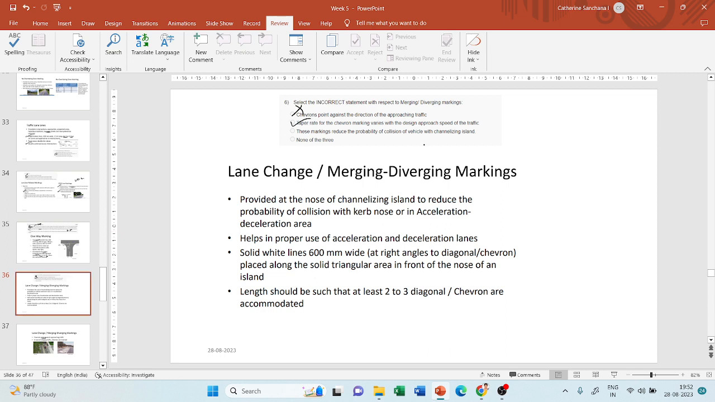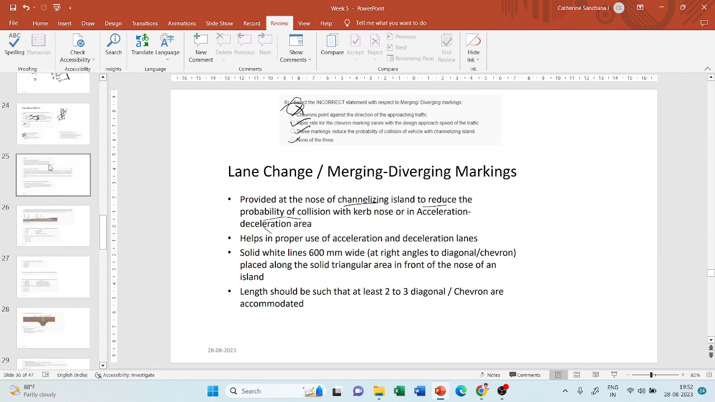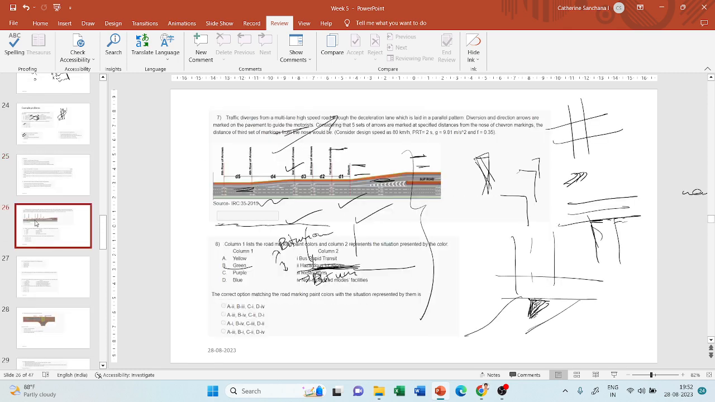These markings reduce the probability of collision of vehicle with channelizing island. Yes, channelizing island, probability of collision reduced. Okay, so this is also correct. None of three is wrong because we have already identified that the first point is incorrect. So the answer to this is 1. Moving on to problem 7.